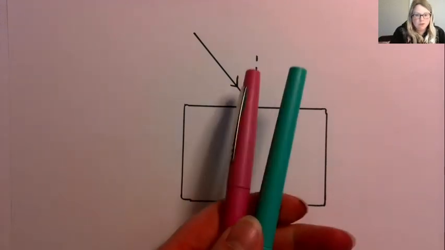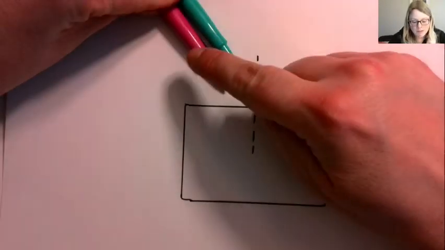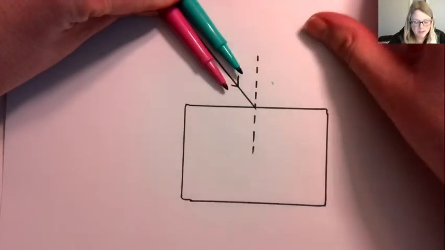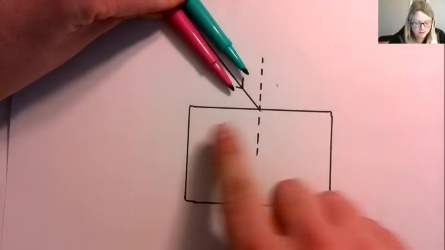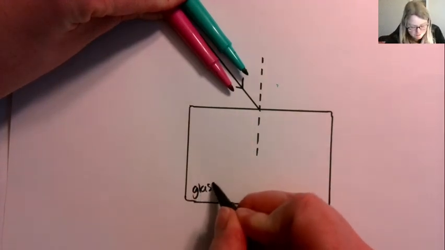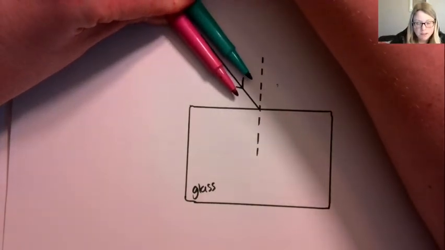So I'm going to try and use two colours here to show you what's happening. I'm going to use green and pink. My pink and green pens are just representing this ray of light here, and they're going in and hitting this block of glass. Again, I forgot to label it, at an angle. So if I move these in, let's see what happens.